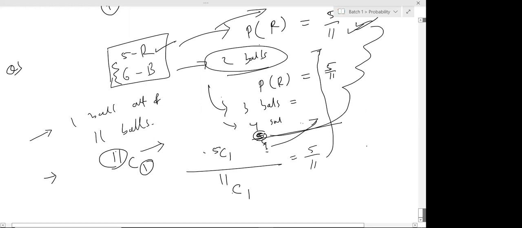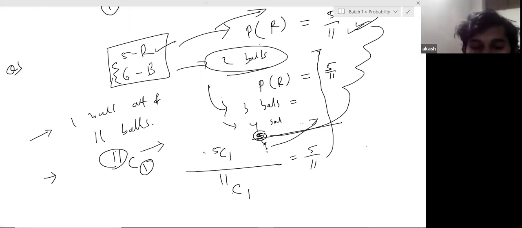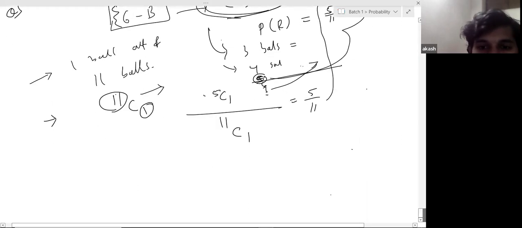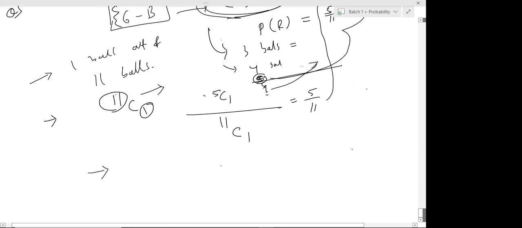Okay. Arsalan, Abdul. You have to use the chapter permutation and combinations. All right. Okay. So now, Gautam, can you answer about these 2 balls being red? If you had 2 balls. 2 by 11.